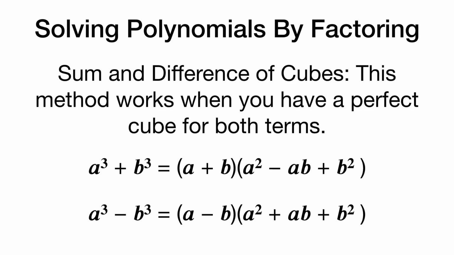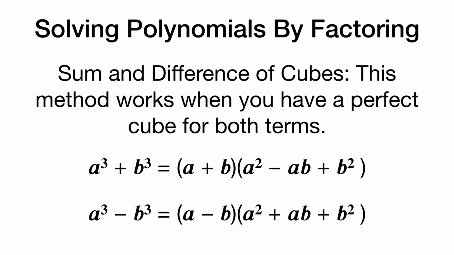Now, if we have the difference of cubes, that means a cubed minus b cubed. So something like x cubed minus 27. And the big thing to note here is that if we have sum of cubes, we end up saying a plus b times a squared minus ab, whereas on difference, it's a minus b, and then we say a squared plus ab. So let's try a couple of these to get an idea.